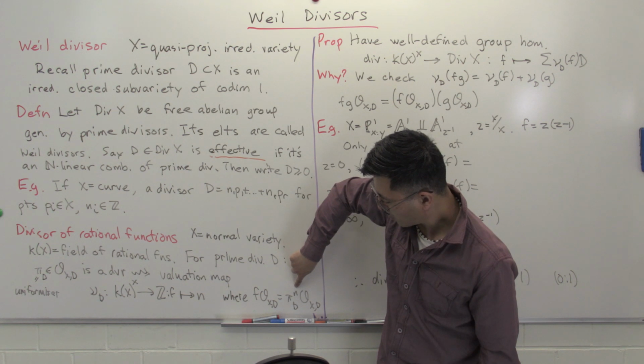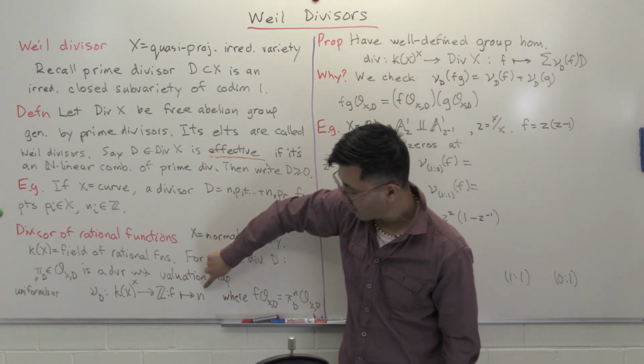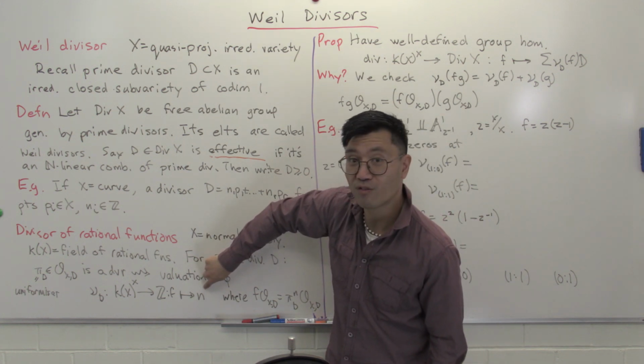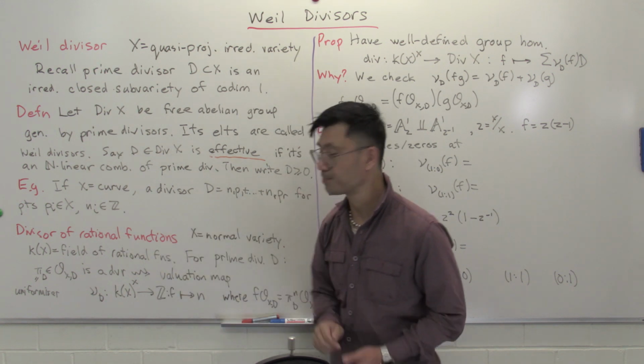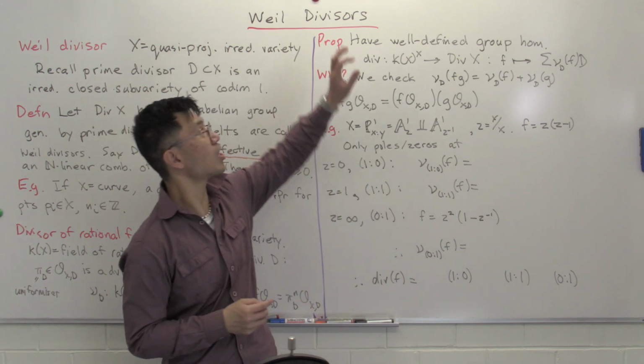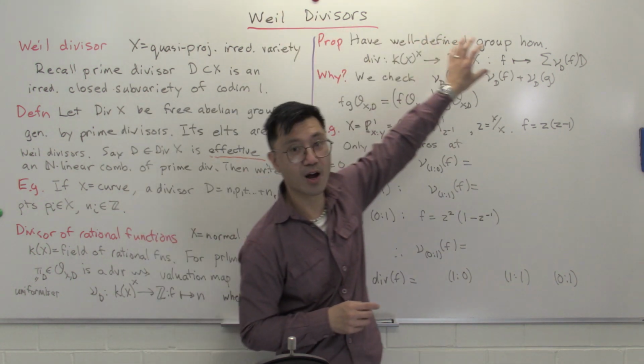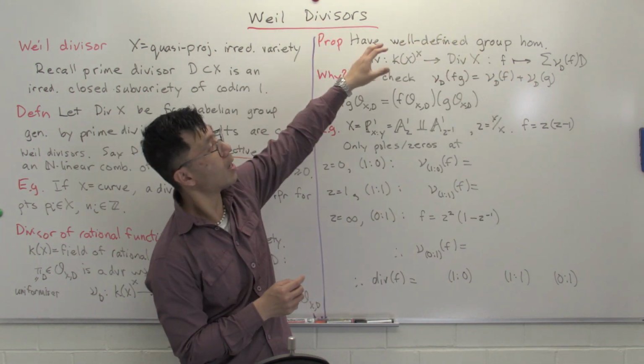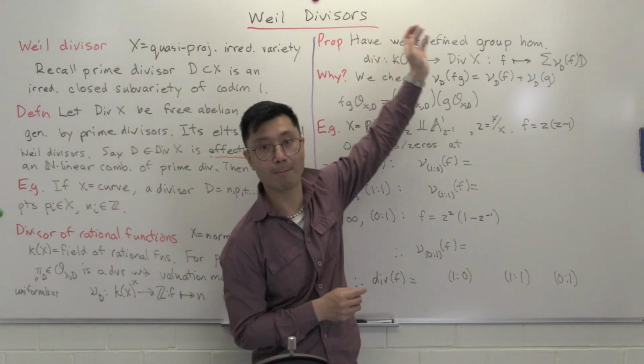So this index here is going to be the n that you assign here, and that is basically the order of the zero along D. And you can do this for every prime divisor D, and that's going to give us the next proposition, which actually defines for you how to record the zeros and poles of a function.